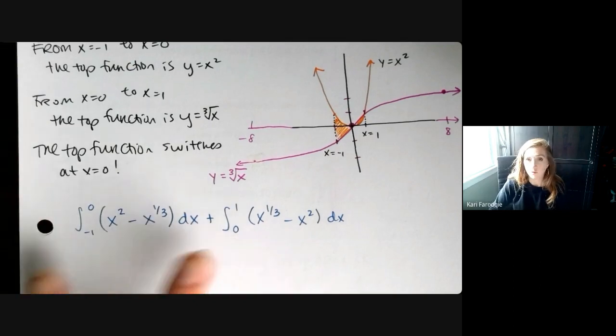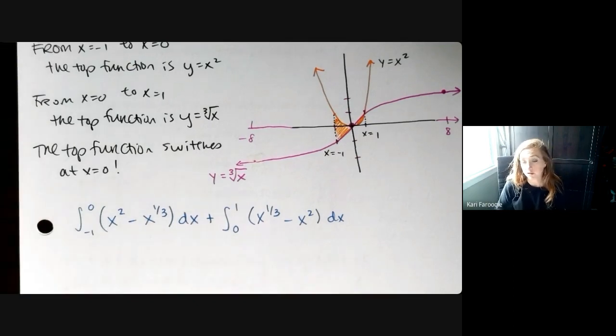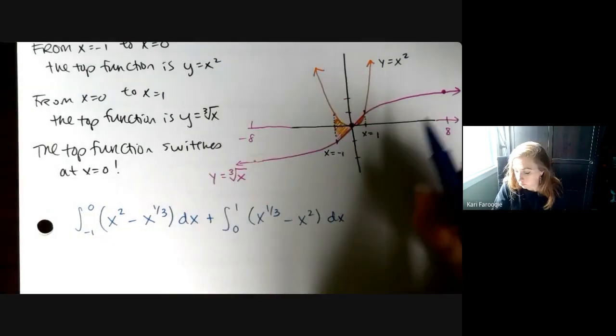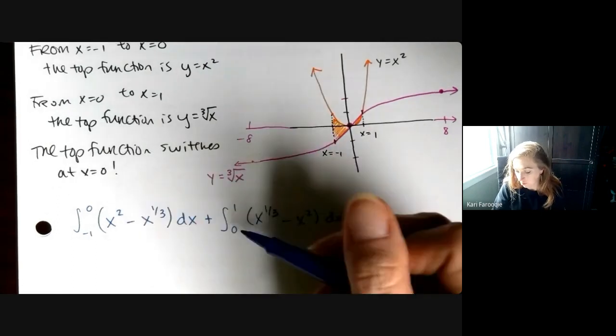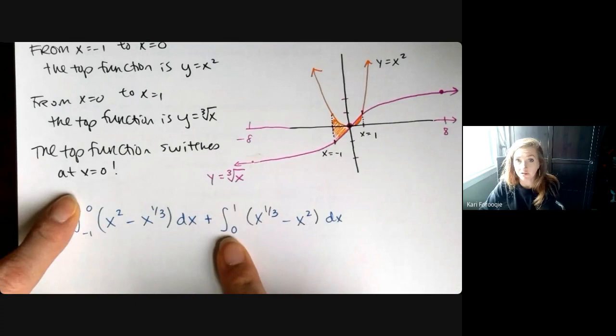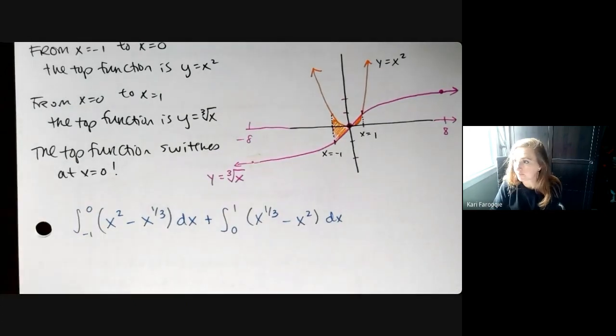And this uses one of those properties for definite integrals that says we can split up the definite integral at some point and just add it to another integral on the next interval of values. And as long as we make sure to pick back up at the same spot, we're covering that whole area.